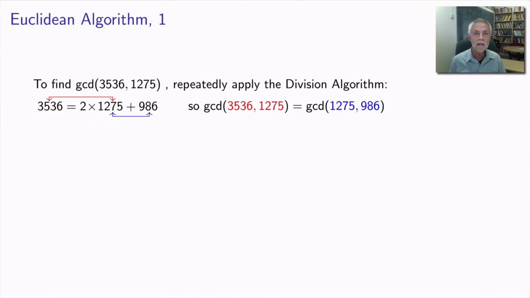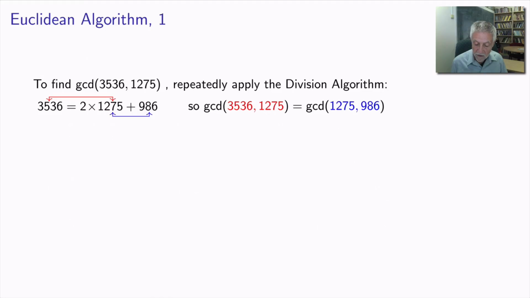So now I'm going to discuss the Euclidean algorithm by means of an example, and you'll see that the method will apply in general. So let's suppose that we want to find the greatest common divisor of these two integers, 3536 and 1275. So in effect, what we're going to do is repeatedly apply the division algorithm in the following way.